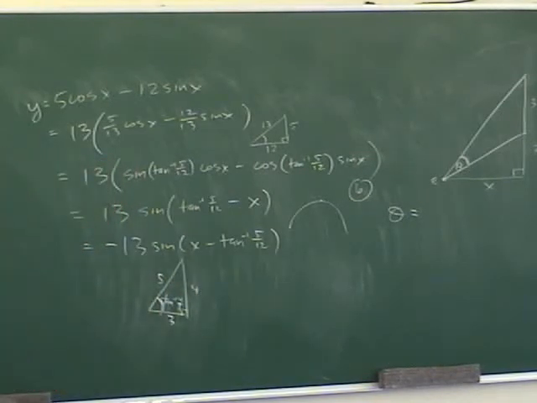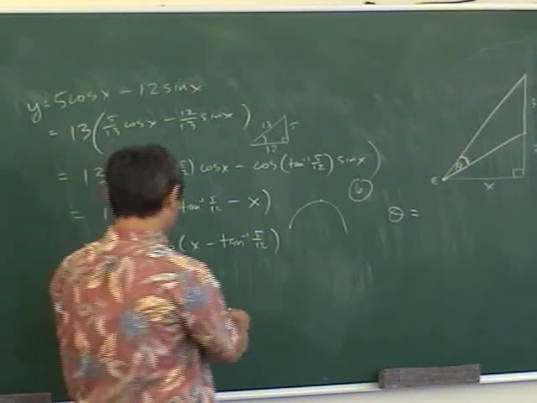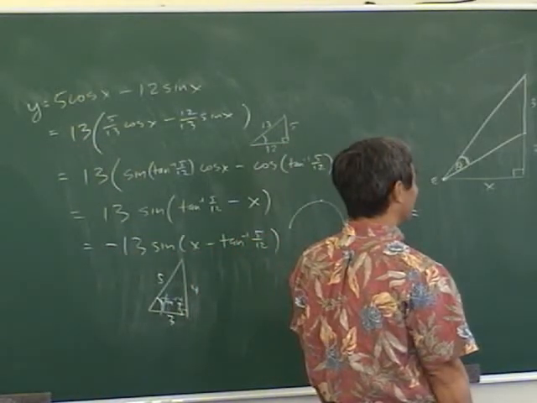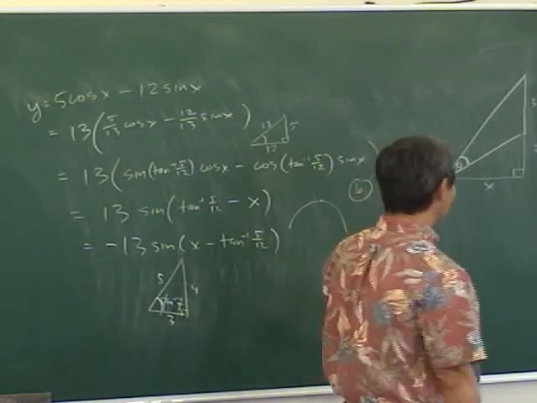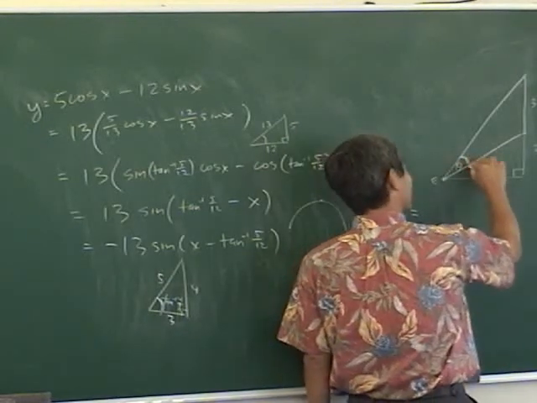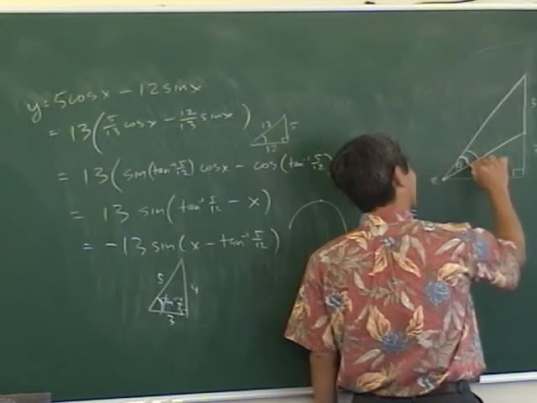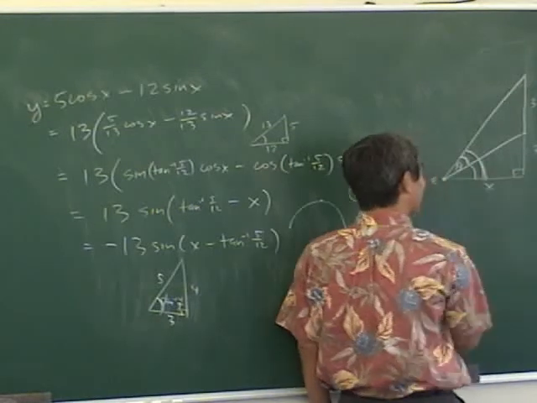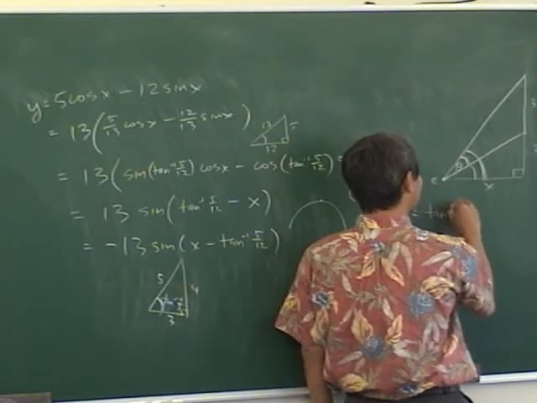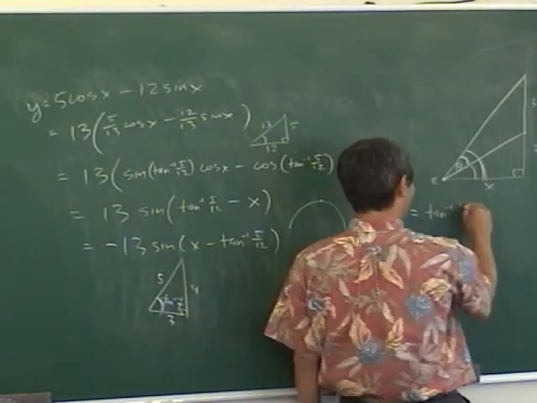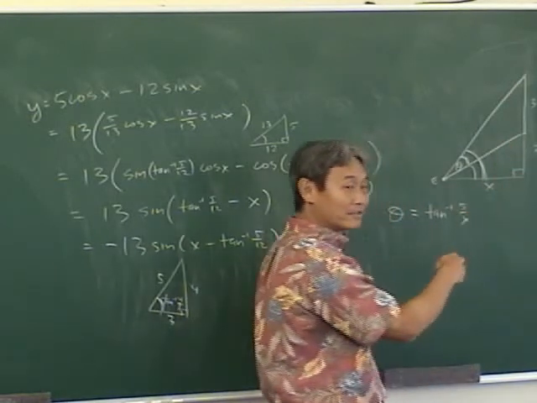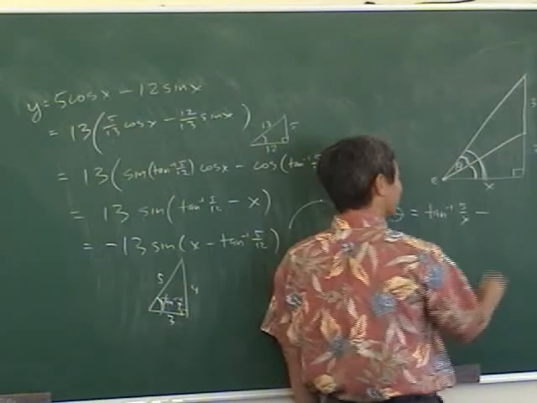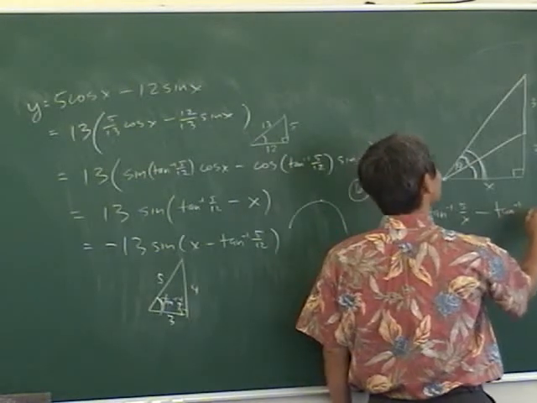Okay, do I see a right triangle in this problem? I see two right triangles in this problem. Would you agree that this angle here is this big angle minus the small angle? Okay, what is this big angle here? It's tan inverse 5 over x, opposite over adjacent, right? Minus, what is the small angle here? Tan inverse 2 over x.